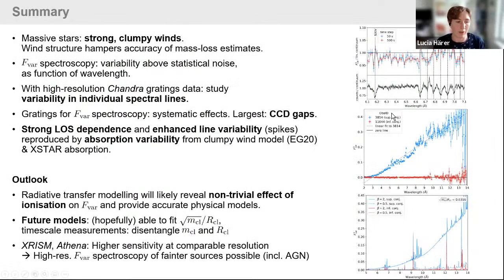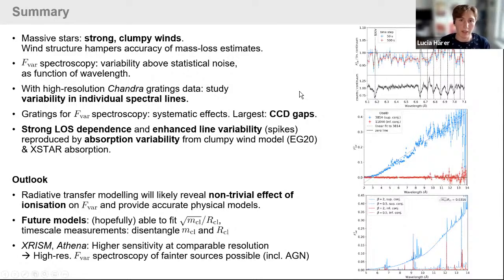So this brings me to my summary. Massive stars have strong clumpy winds, and this clumpiness hampers the accuracy of mass loss estimates. Excess variance spectroscopy at high resolution, as we demonstrated with Chandra gratings data, can study the variability in individual spectral lines.